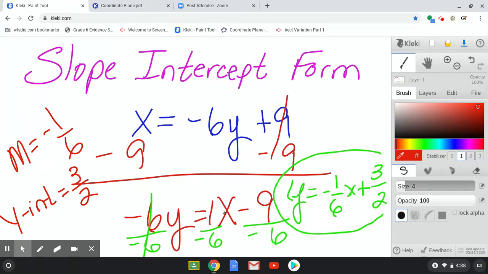This x did not have a number in front of it. I put the 1 there so I don't forget. Most students, if you don't put that 1 there, you'll divide the -9 by -6, but then you'll forget this, and that's important. You need to know that. Okay, so let's practice graphing for a little bit.